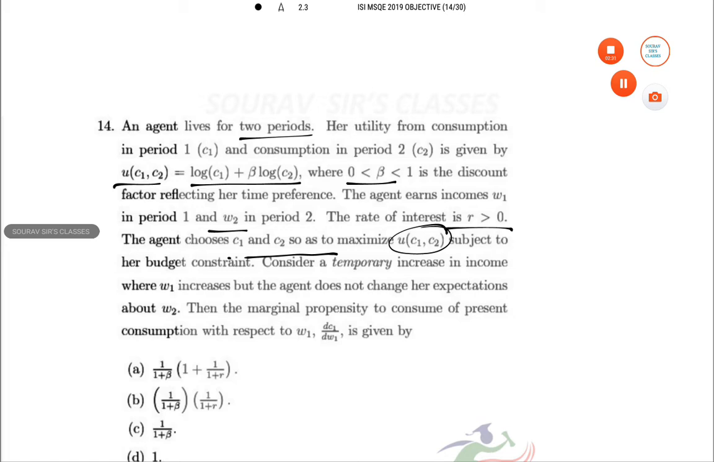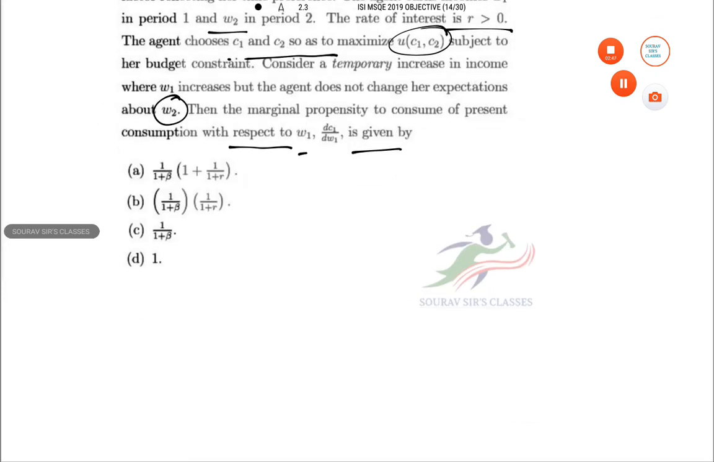Consider a temporary increase in the income where W1 increases but the agent does not change her expectations about W2. Then the marginal propensity to consume of present consumption with respect to W1, dC1 by dW1, is given by what? Okay, there is a calculation we need to do over here.